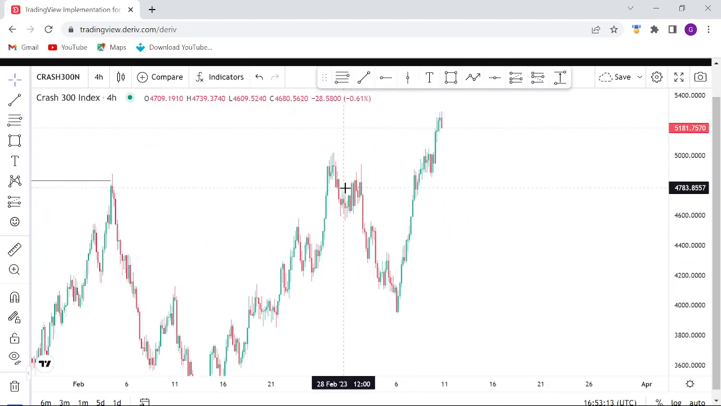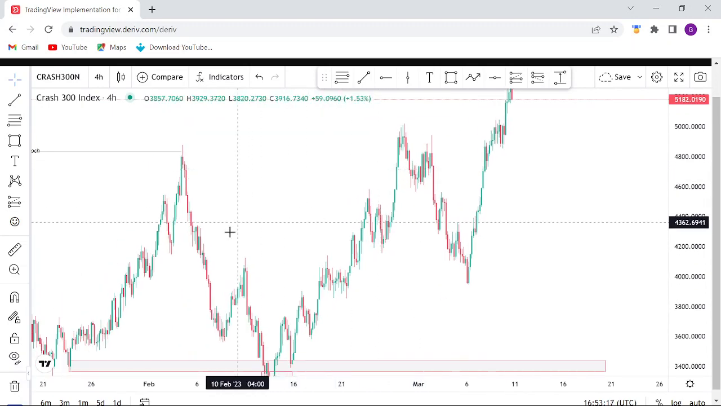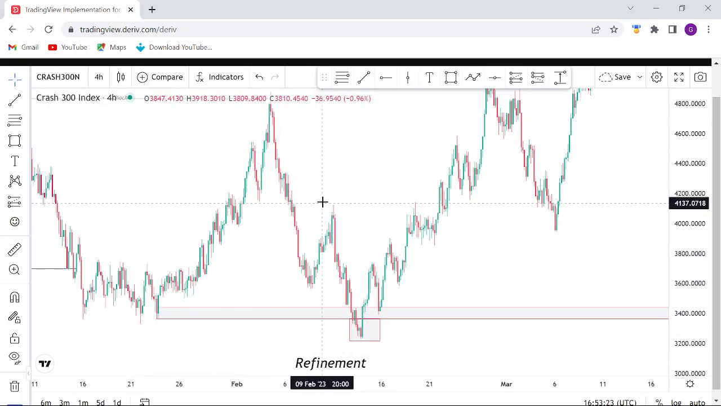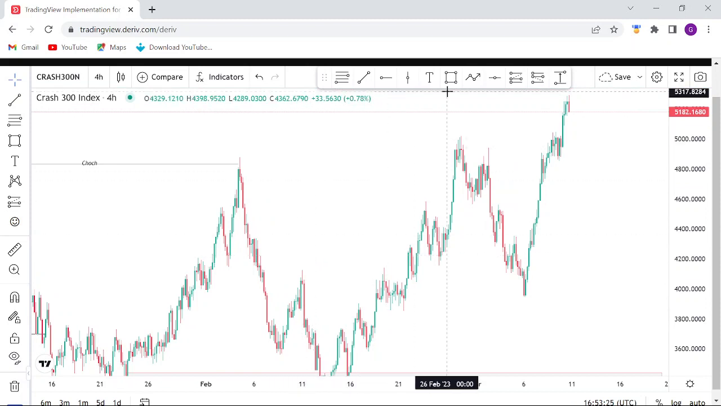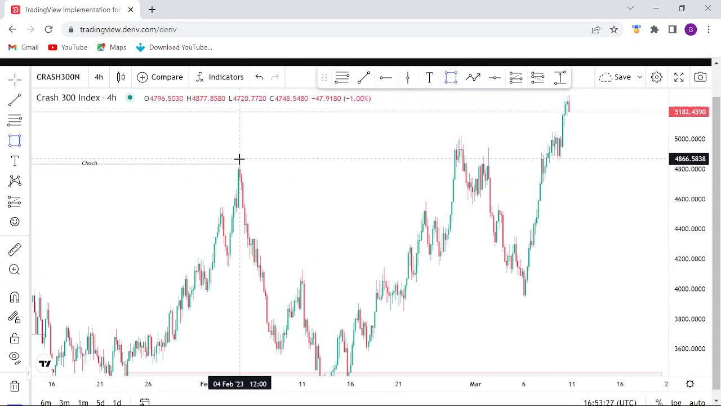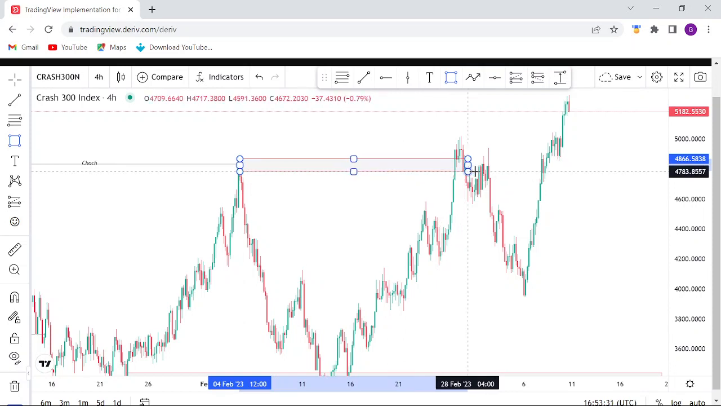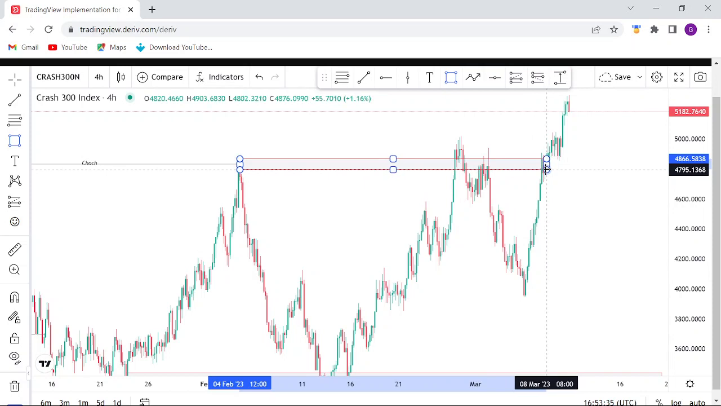The same thing happened here. The same thing happened here. As you can see, we can consider here as a change of character as well. And this is going to be a valid block. Refine it to your smaller time frame. It's going to be a valid block.